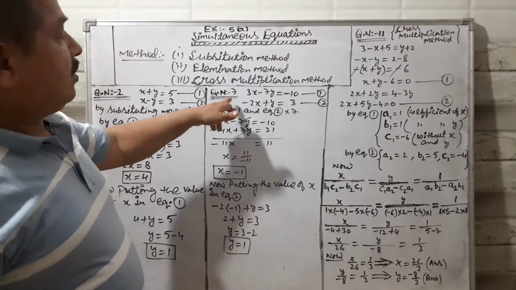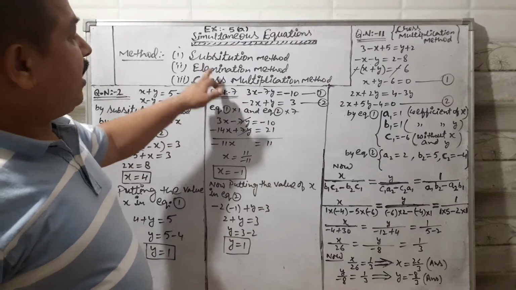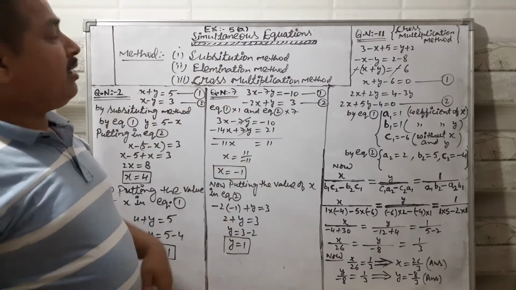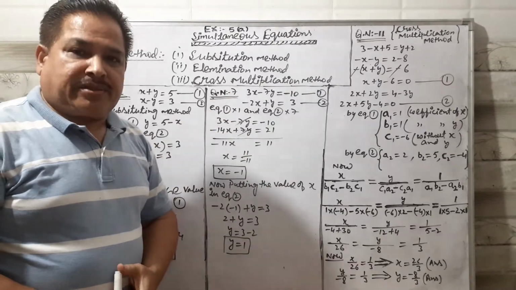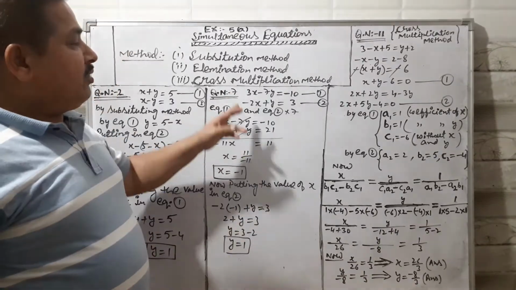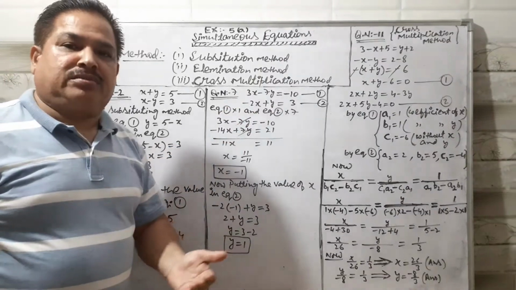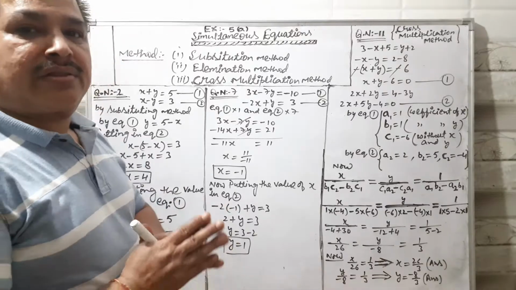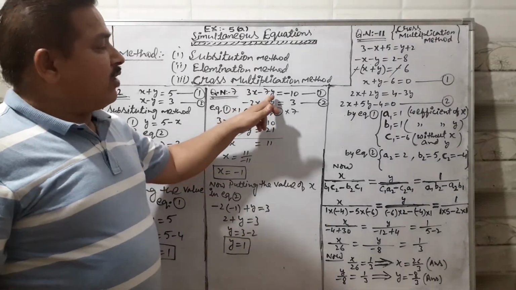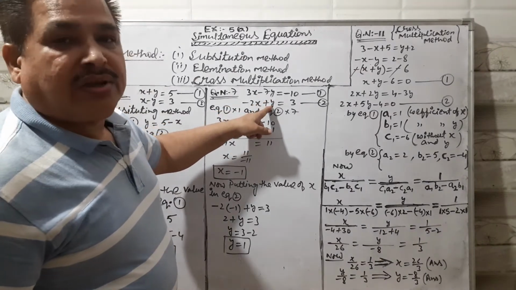Now see question number 7. This question I am solving by the second method. The second method is the elimination method. What is the elimination method? In these two terms, x and y terms, we will remove one of the terms by making their coefficients equal. So the x and y terms are here. I am making the y term coefficients equal.